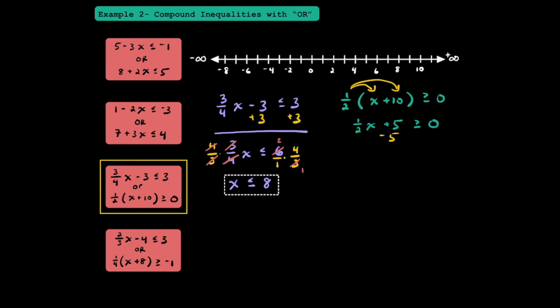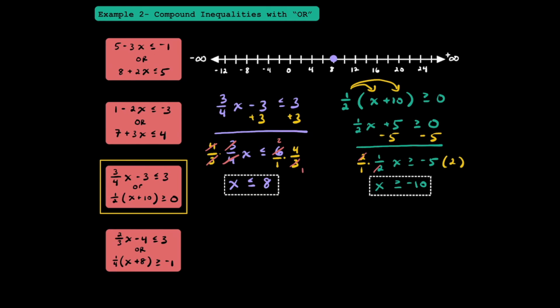Then I'm going to subtract 5 from both sides of this inequality, and in doing so, 5 minus 5 is going to be 0, and I'll have 1/2 x is greater than or equal to negative 5. Finally, I'm going to multiply the left side by 2 and the right side by 2. By doing so, these 2's are going to cross cancel, and we're going to be left with 1x is greater than or equal to negative 10. Here's the solution to this inequality. I'm going to start off here by putting a closed circle on 8 and drawing an arrow to the left.